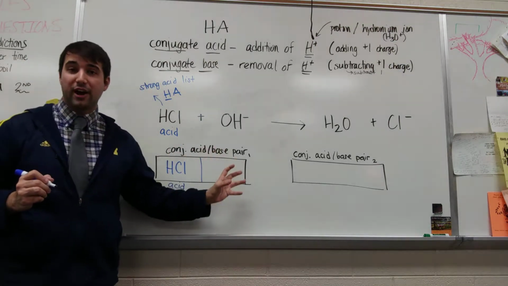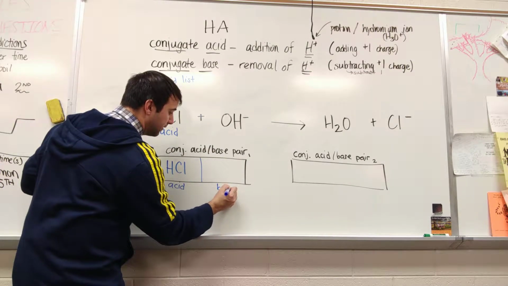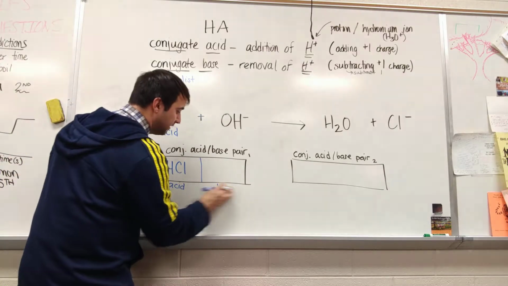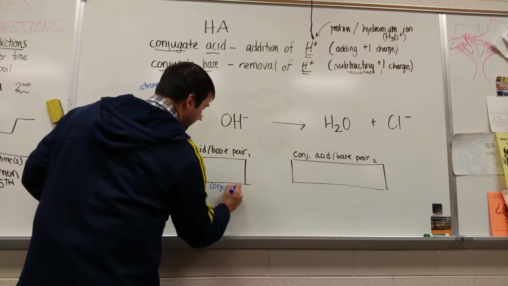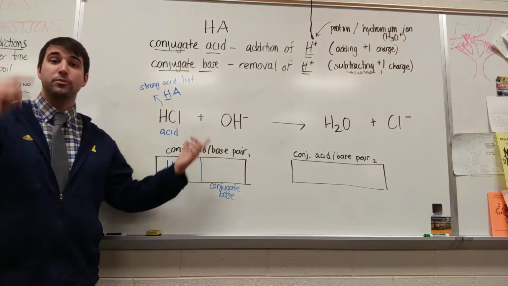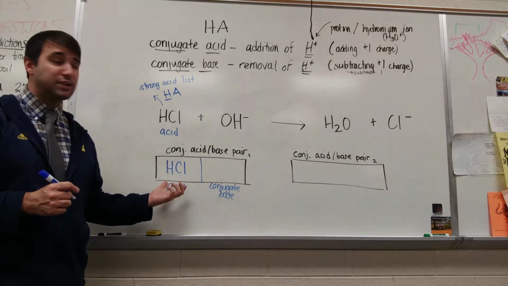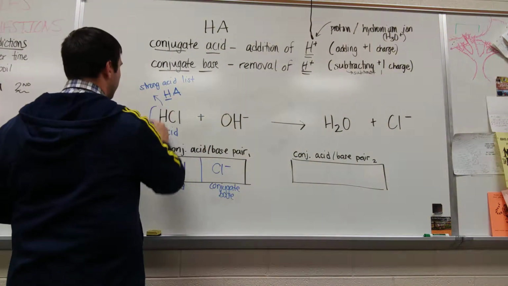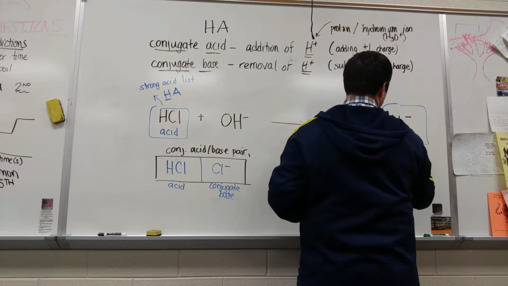If I want to figure out the conjugate base, I need an acid-base pair. If this is my acid, I could make the conjugate base. I call it an acid because that's what I started with. How do I make the conjugate base of HCl? Well, we just did a bunch of examples, but I remove H+. My conjugate base for HCl should be Cl-. And so I'll put a box around here and say this is my conjugate base.